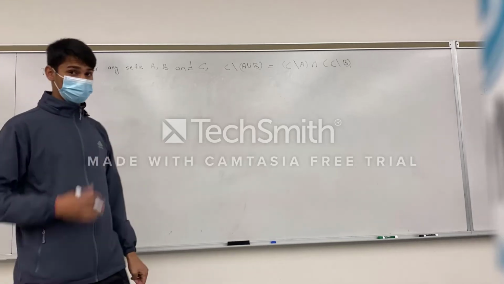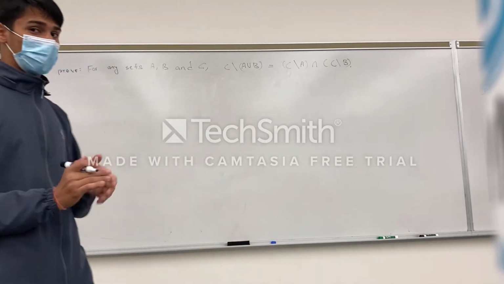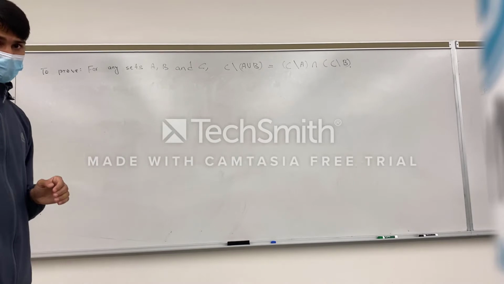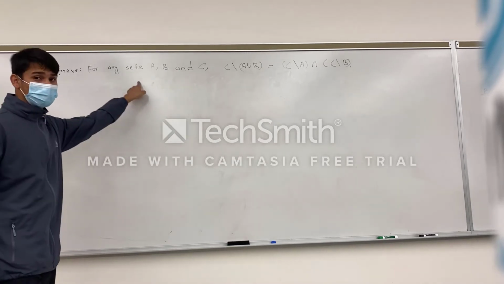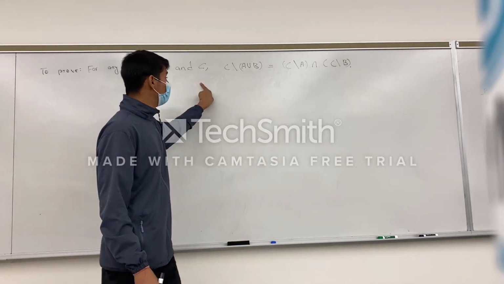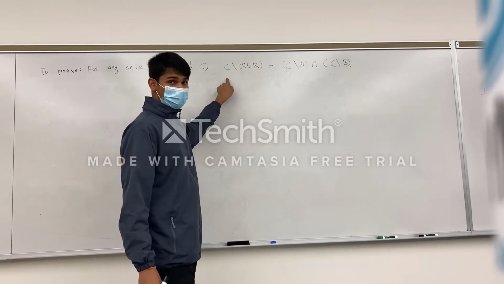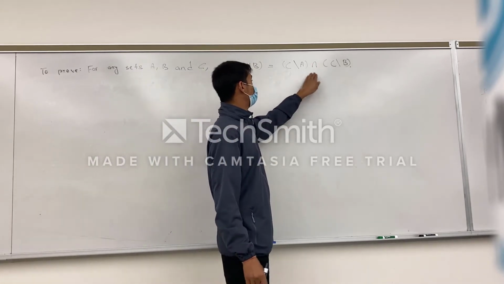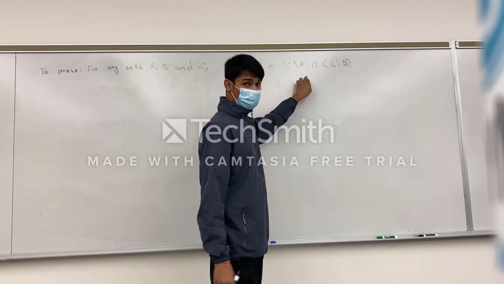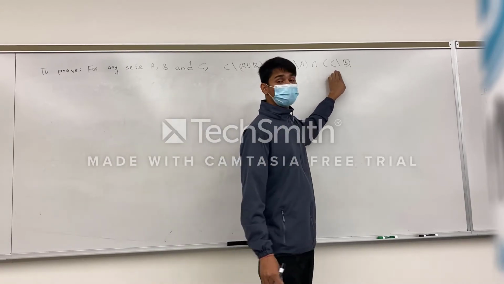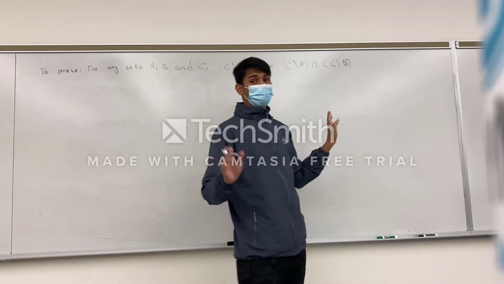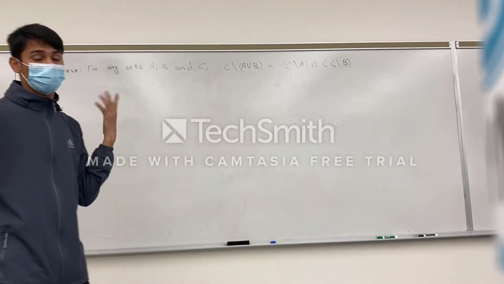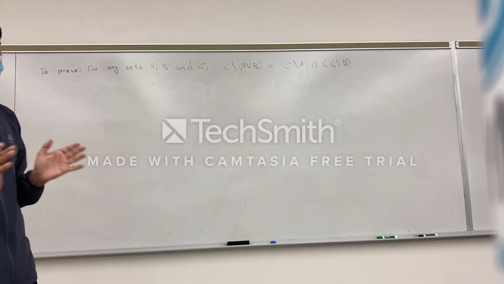Hello everyone, I am Osmo Thakurel and today I am going to present a theorem from set theory that says for any sets A, B and C, the set difference of C and A union B is equal to the intersection of the set difference of C and A and the set difference of C and B. I know that is a mouthful to say, but it is quite easy to understand.